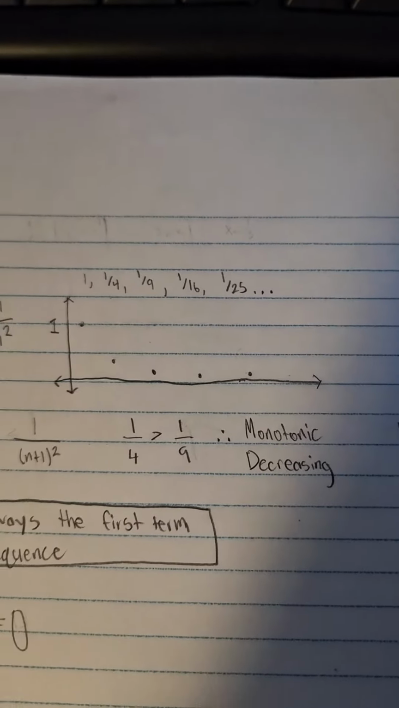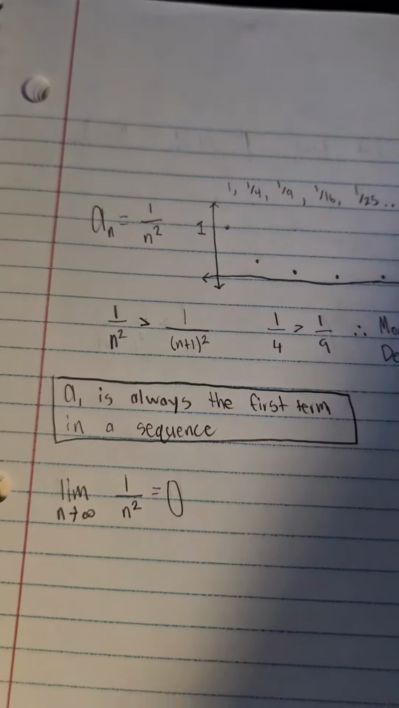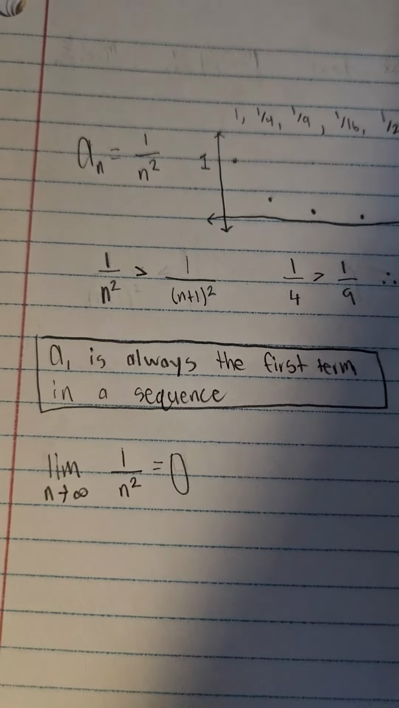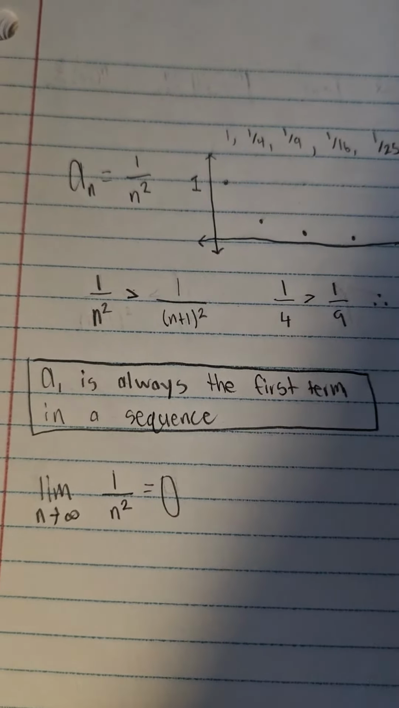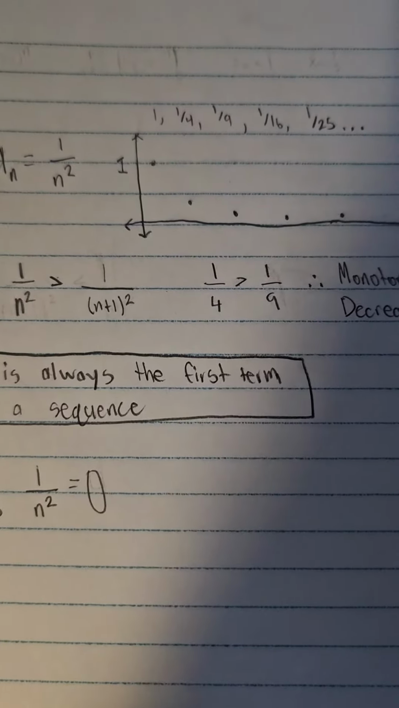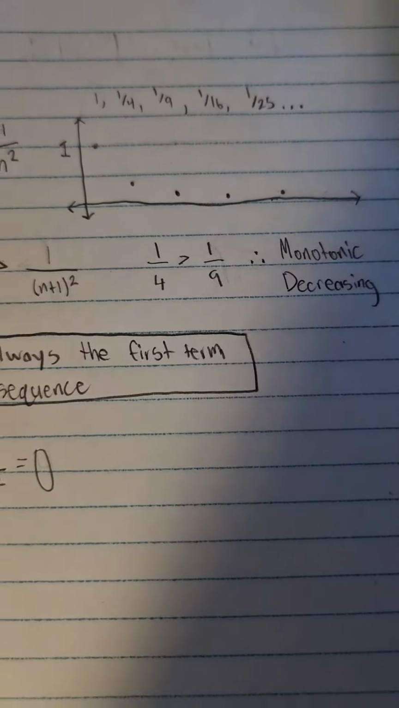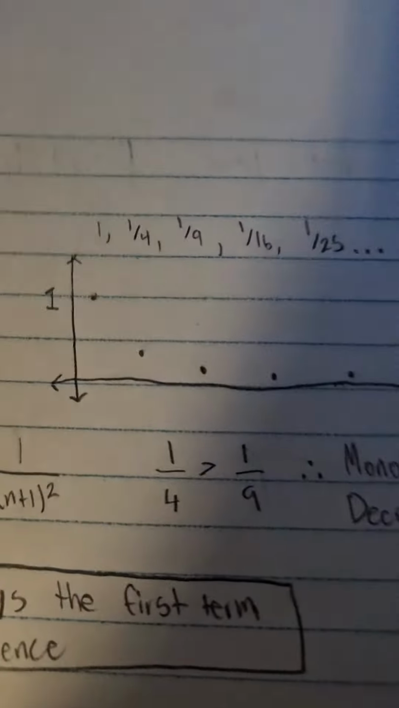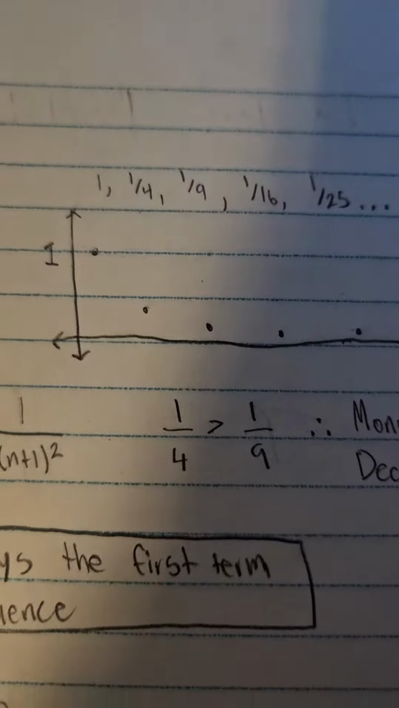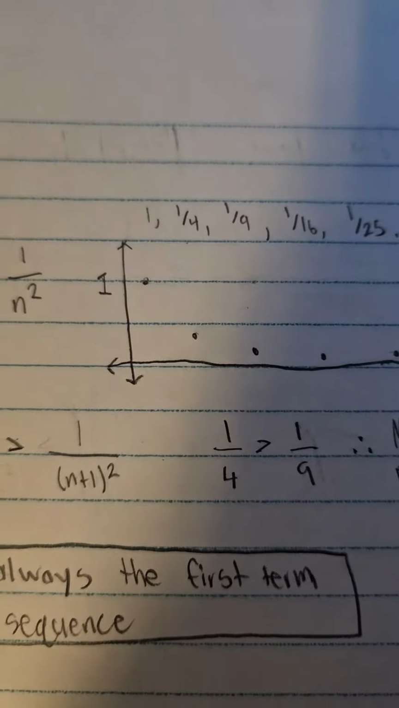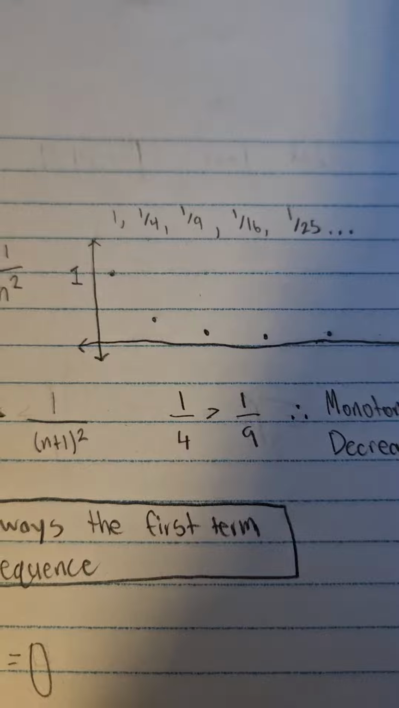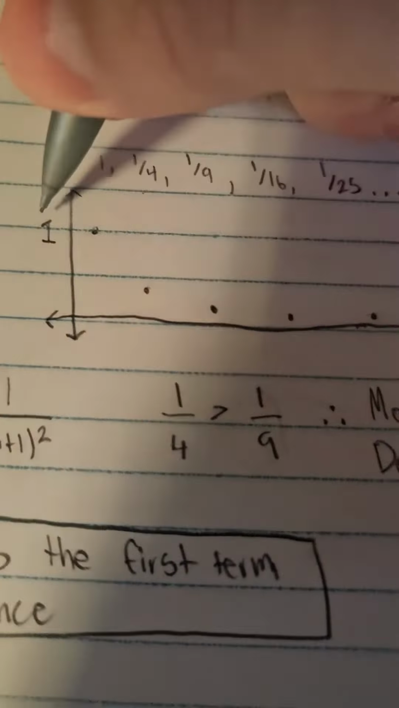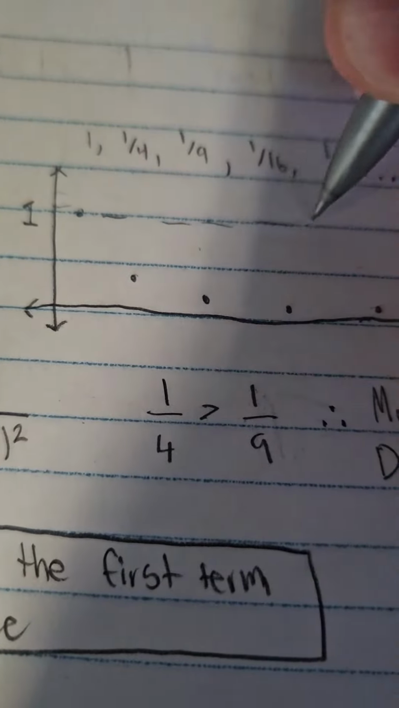So to actually find the bounds, one of them is always going to be your first term if it's monotonic, because a sub 1 is always the first term in a sequence, and if it's always moving in one direction, getting bigger or getting smaller, then that first term is going to be one of your bounds. So for this one, your upper bound is 1, because it's your first term and everything else in the sequence is smaller than it.